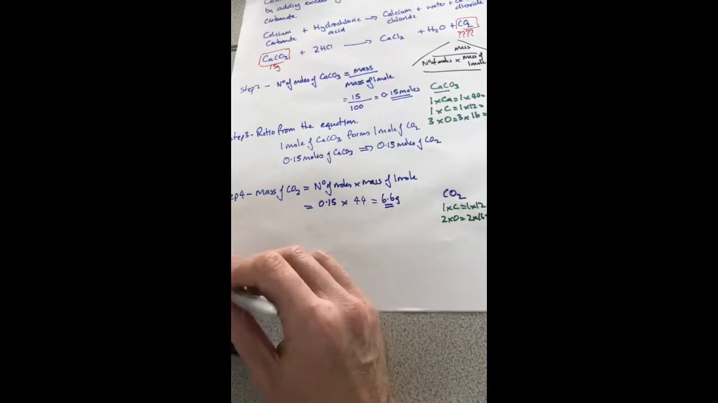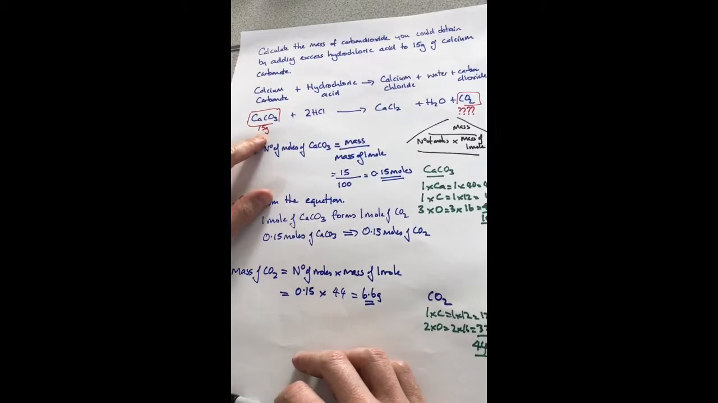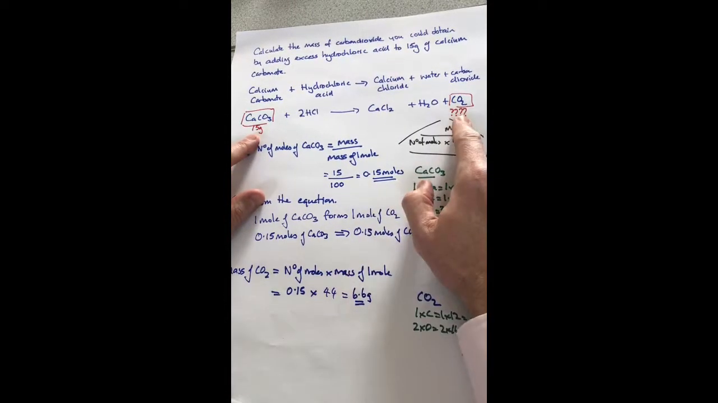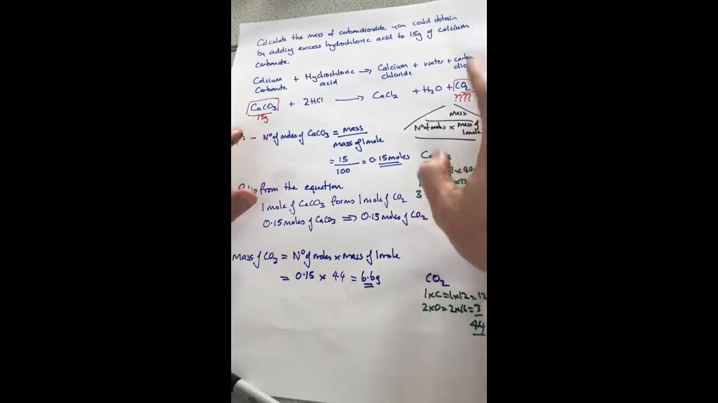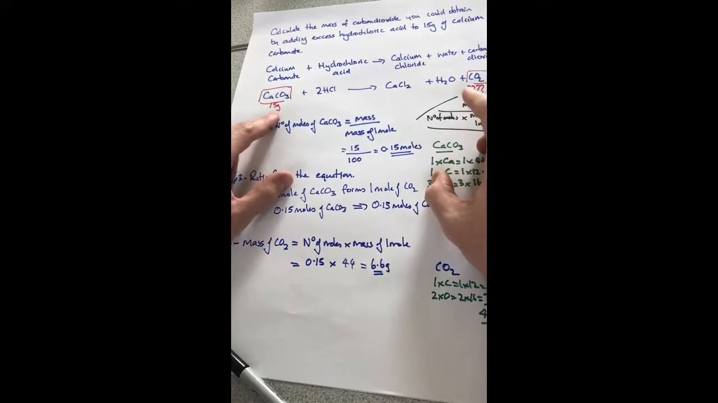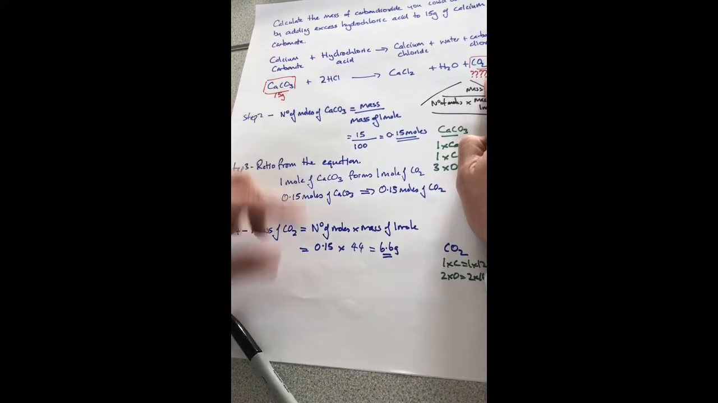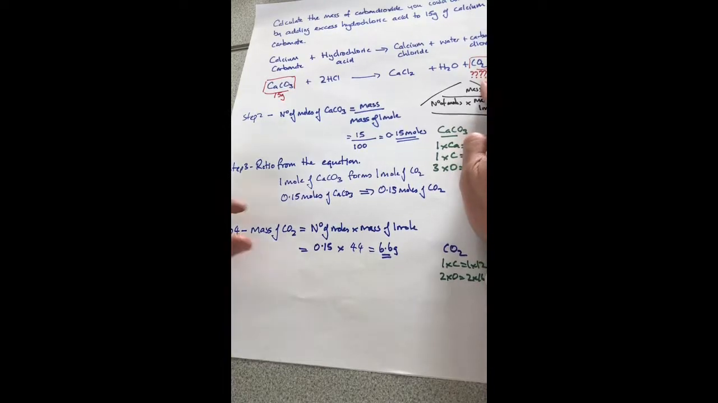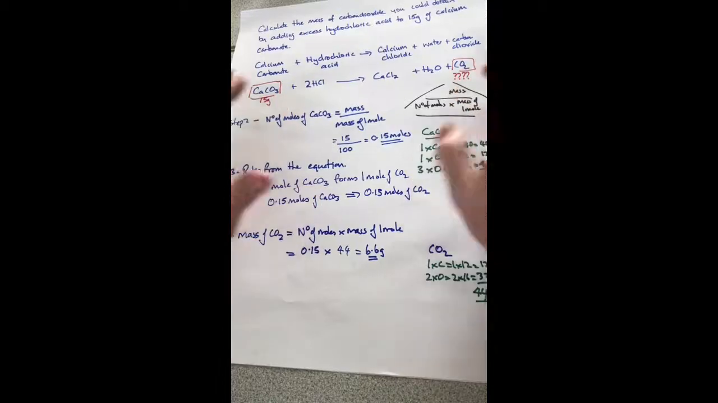Okay, 6.6 grams. So if I go back up to here, this means if I started off with 15 grams of this, I should make, if everything works to plan, 6.6 grams of carbon dioxide. Remember, don't fall into any traps. If this was 15 tons, this would be 6.6 tons. If it was 15 kilograms, this would be 6.6 kilograms. The units don't matter as long as they're the same each side. The ratio in that reaction will be the same.